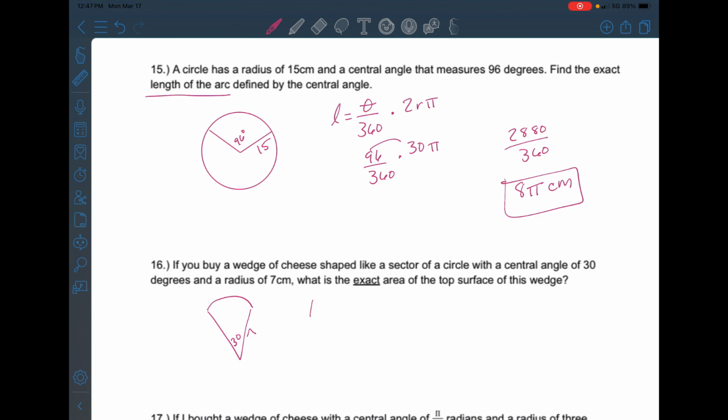So when we are looking for the area of a sector, it's almost like the length of the arc that we did in number 15 up there, but instead of by the circumference, you're doing it by the area of the circle, which is pi r squared, or we can put r squared pi. So we're going to put our numbers in now. 30 over 360, and then 7 squared is 49. So now we're going to go 30 times 360.